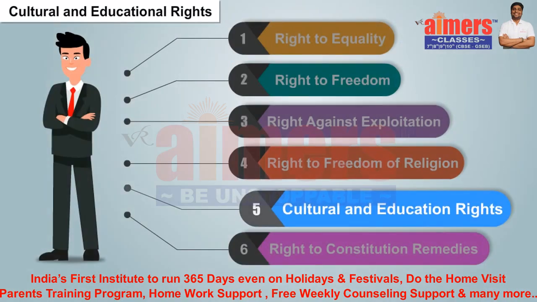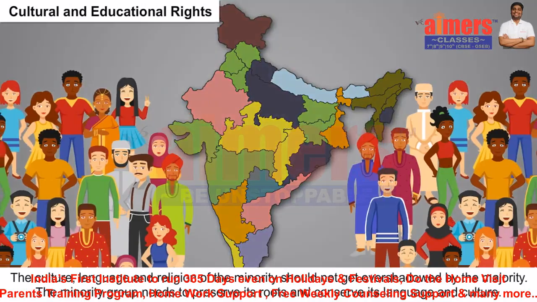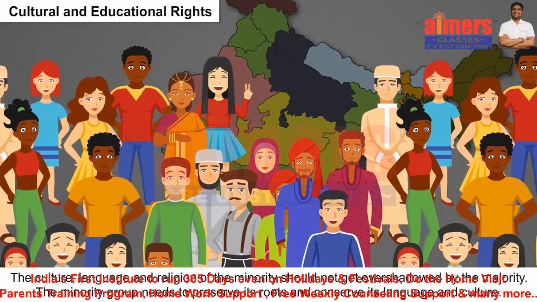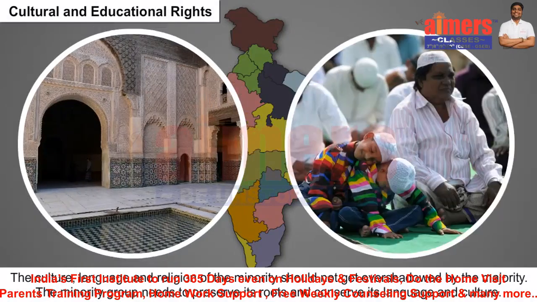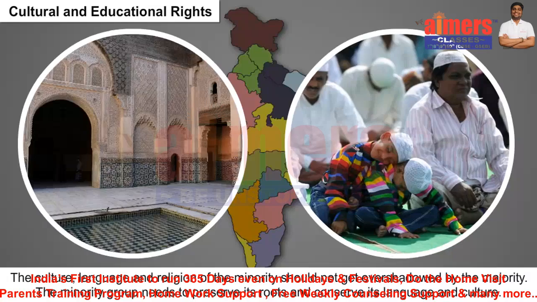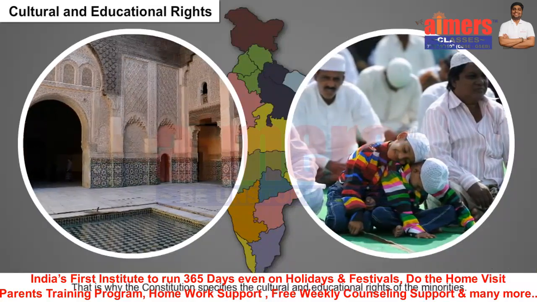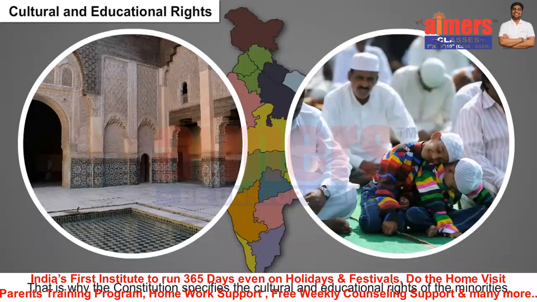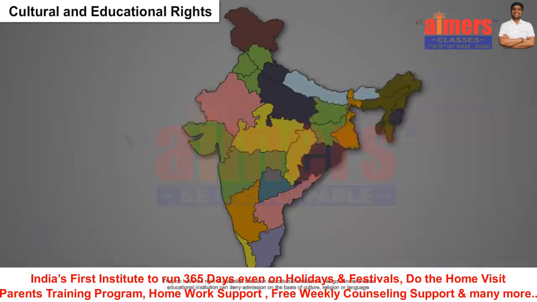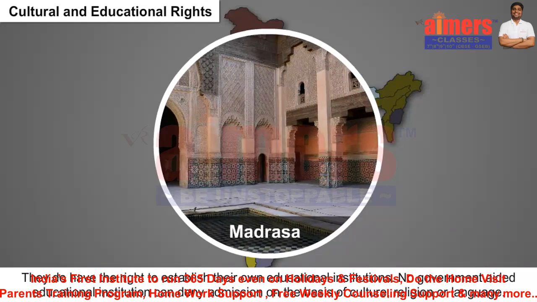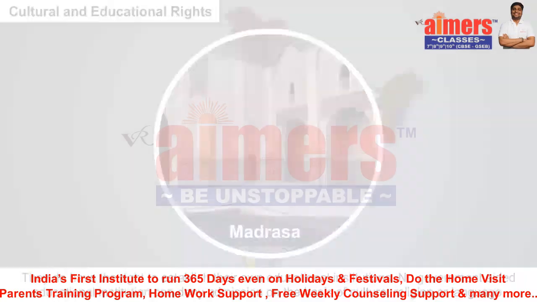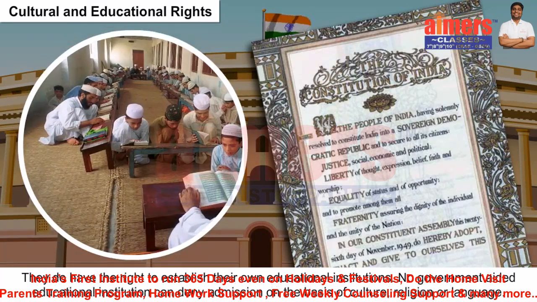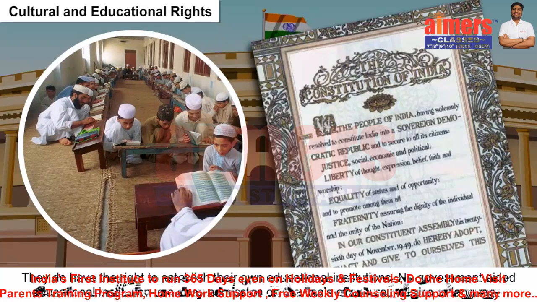Cultural and educational rights. The culture, language, and religion of the minority should not get overshadowed by the majority. The minority group needs to preserve its roots and conserve its language and culture. That is why the Constitution specifies the cultural and educational rights of the minorities. They do have the right to establish their own educational institutions. No government-aided educational institution can deny admission on the basis of culture, religion, or language.